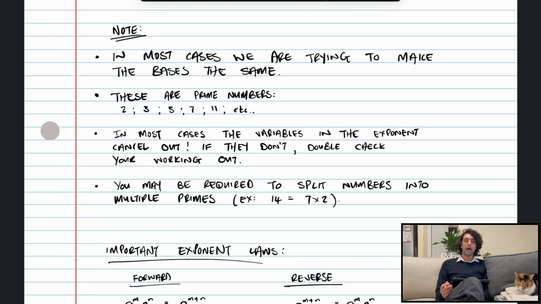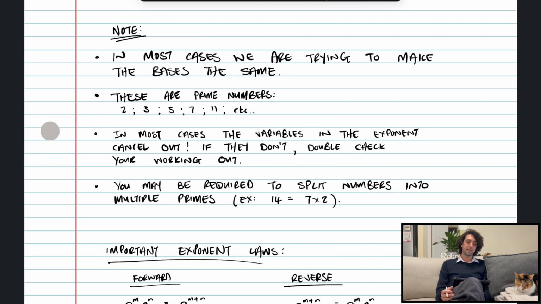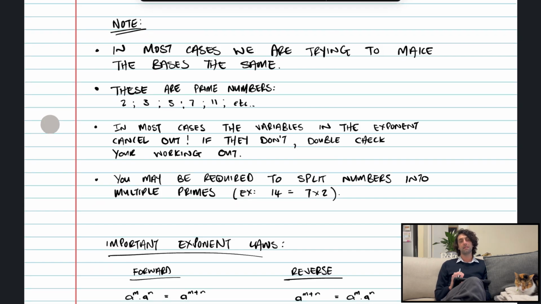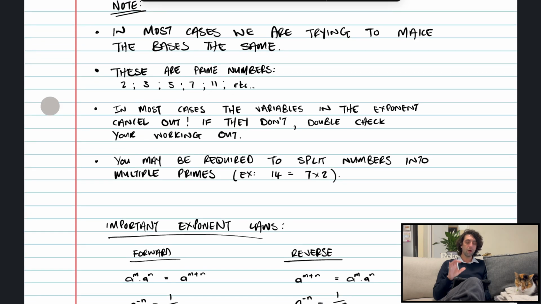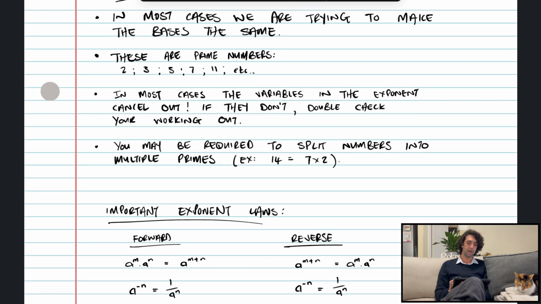Just to note, in most cases, we are trying to make all the bases the same. These bases should be different prime numbers. So always try to factorize them, split them up into different prime numbers. Like the number 6 can become a 2 times a 3, or the number 9 can become a 3 squared. We're always trying to break them down into prime numbers so that we can work with them, okay?